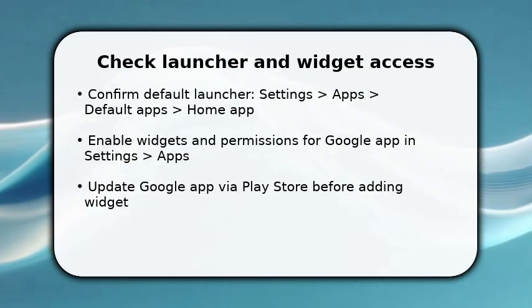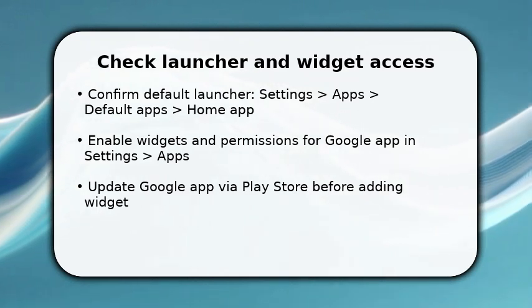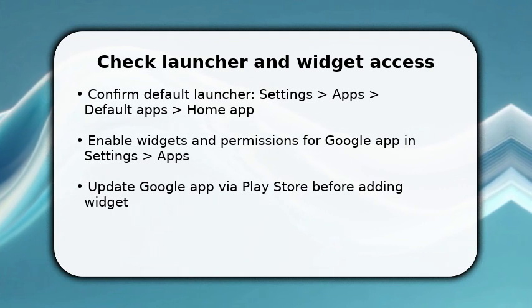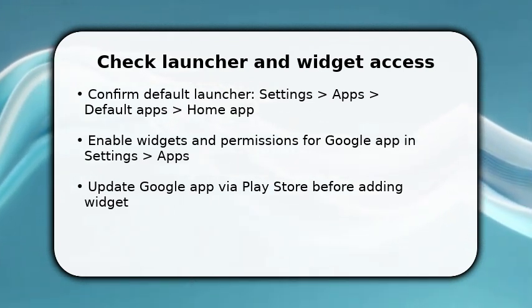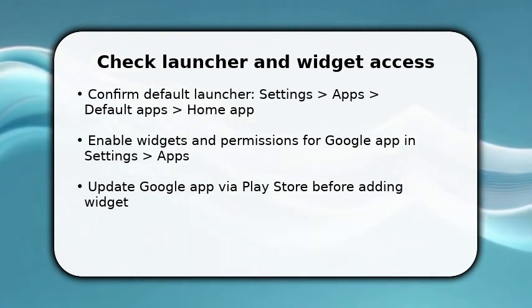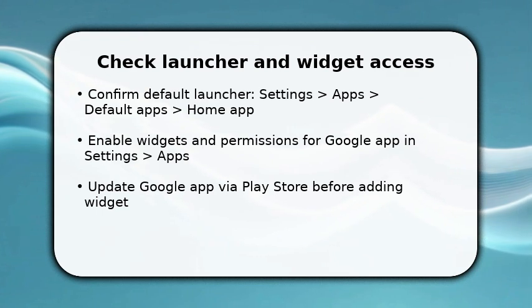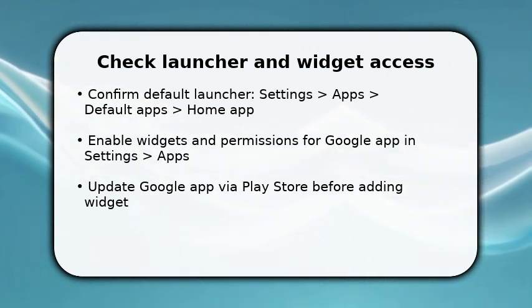You need the Google app and a launcher that supports widgets. First, open Settings and confirm your default Home app. If it's a custom launcher, switch temporarily to a launcher that supports widgets. Next, open Apps, find Google, and ensure it has widget and storage permissions. Once done, update the Google app in Play Store so the latest widget version is installed.